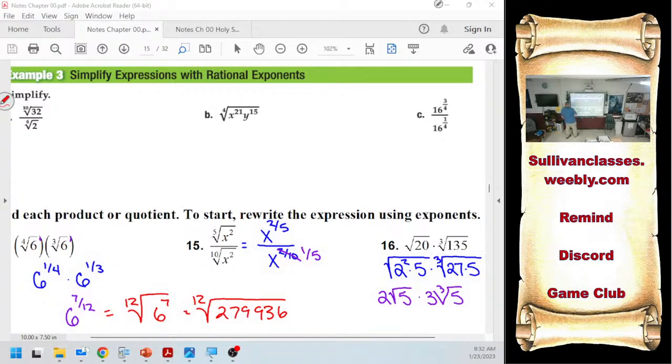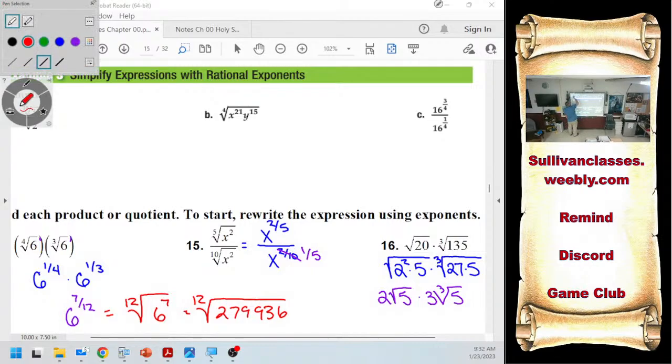15, if I write both as rational exponents, simplify 2/10 down to 1/5, well, 2/5 minus 1/5 is pretty easy. X to the 1/5, which is just the 5th root of x.